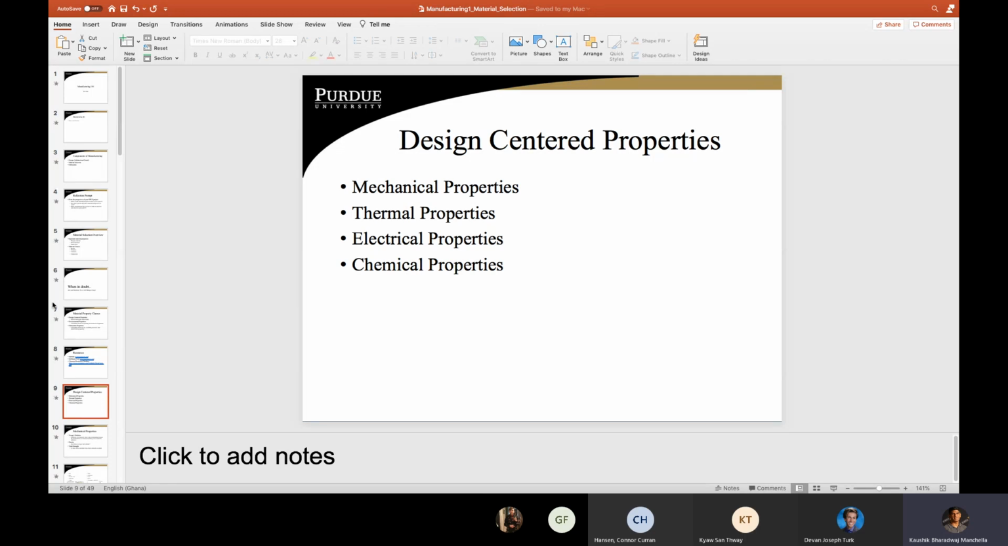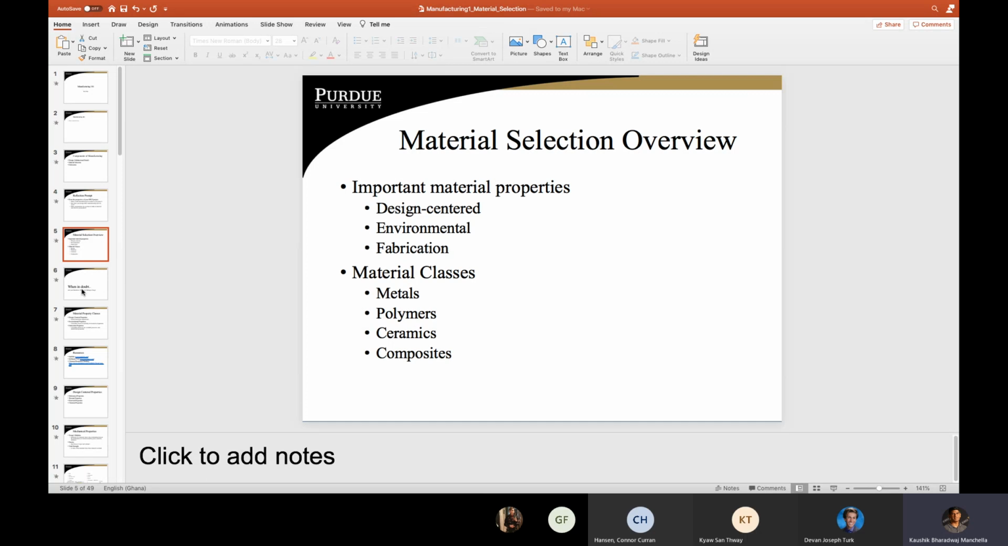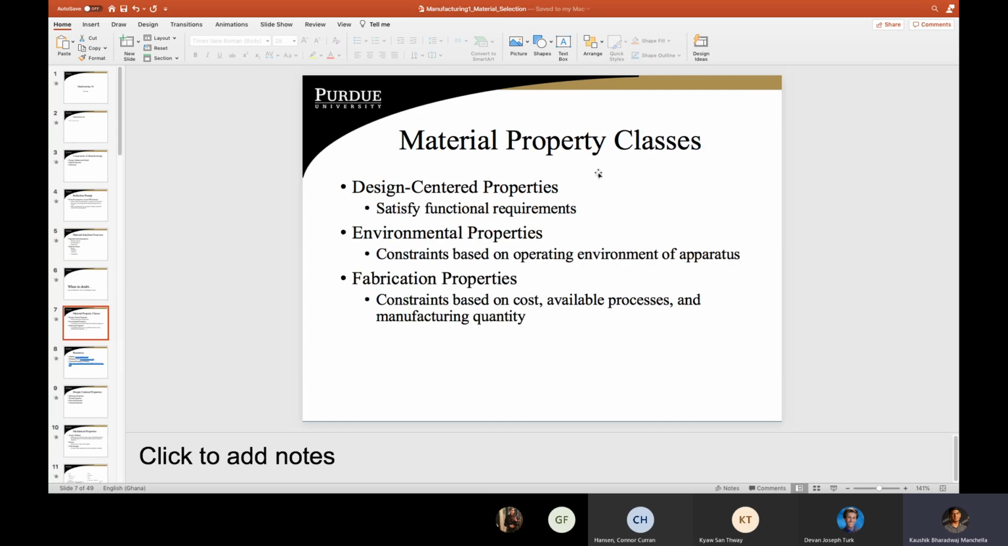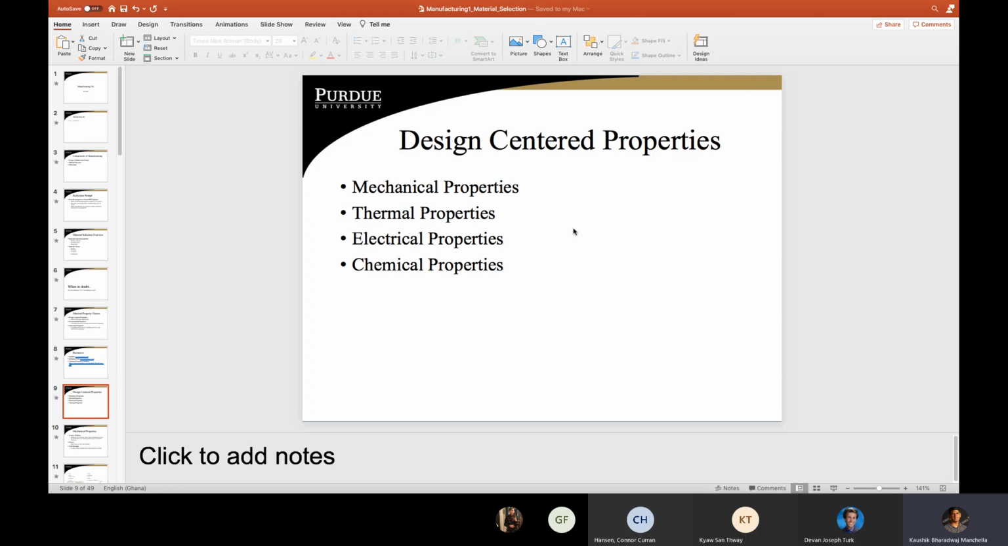Touching back on the different considerations I mentioned: we have design-centered properties. In design-centered properties, you can further break down what you have to think about: the mechanical properties of the material you're picking, as well as the thermal, electrical, and chemical properties. I know this may sound like a lot of things to consider.